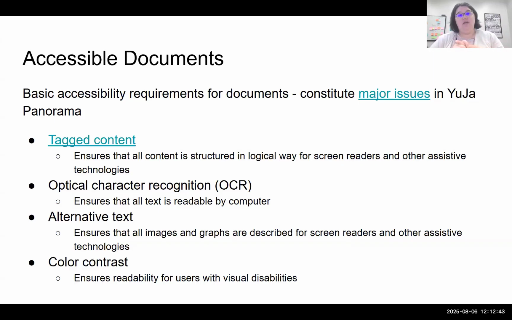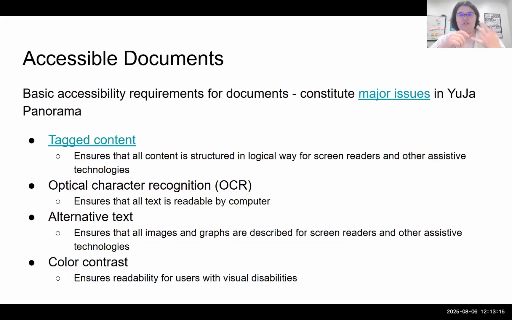Okay. Optical character recognition ensures that all text is readable by a computer. This is incredibly important if you have actually had a physical book and scanned it into a PDF format. What that scan does is it just takes an image, right? So OCR will actually take that image and try to translate all those pixels together into actual text, into code, so that it is readable by a computer or a screen reader.